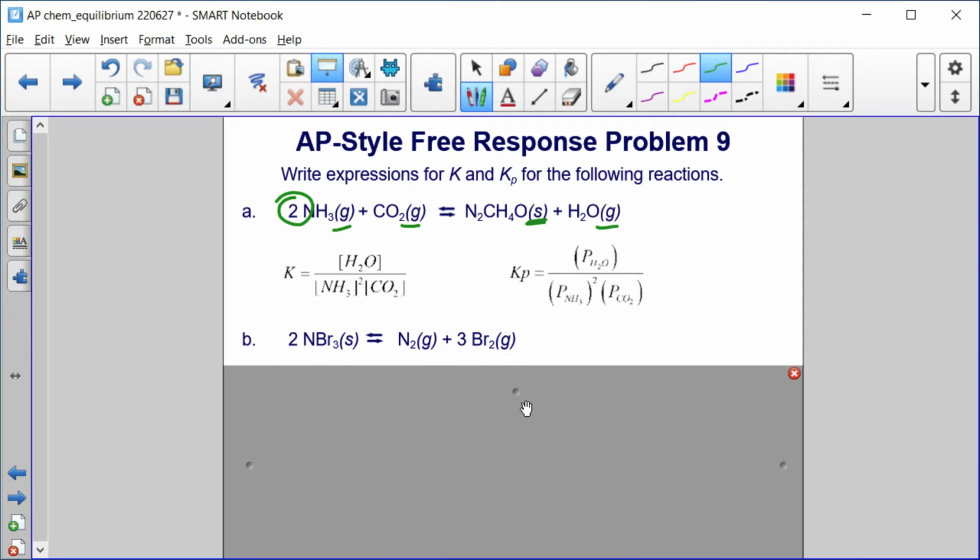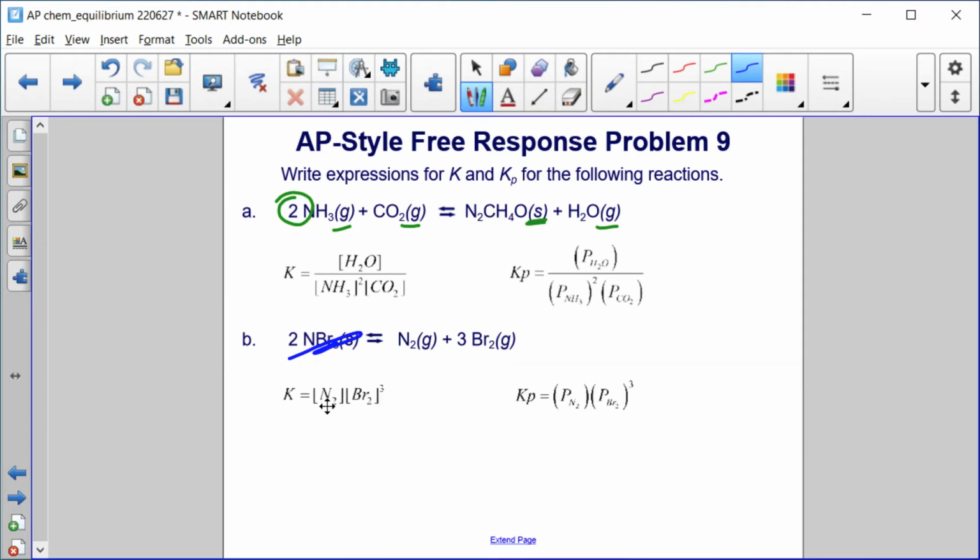The second reaction, we have 2 gases and 1 solid. So again, we don't include solids or liquids in any of our equilibrium expressions. So our Kc will just be the concentration of N2 times the concentration of Br2, and then of course it should be cubed because of our coefficient 3. And these are both gases. So similarly, our Kp expression will look the same, but instead of square brackets for concentration, we use parentheses and then a P for the pressure.